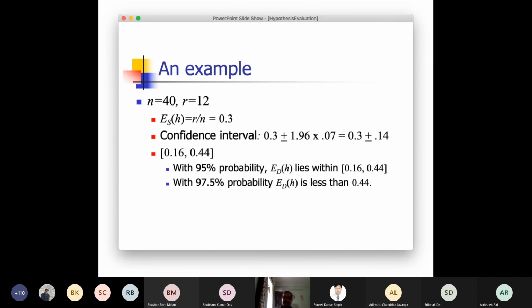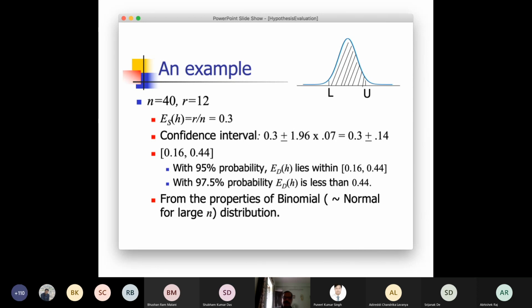If I consider 97.5% probability, it is less than 0.44. Actually, there is a distribution, and if you plot this distribution, the curve would look like this. It looks like a normal distribution. Actually, it is a binomial distribution, in discrete variables also. When n is sufficiently large it looks normal, and that is why the restriction on the number of samples n is there. So from the properties of the binomial, it becomes normal for a large n.